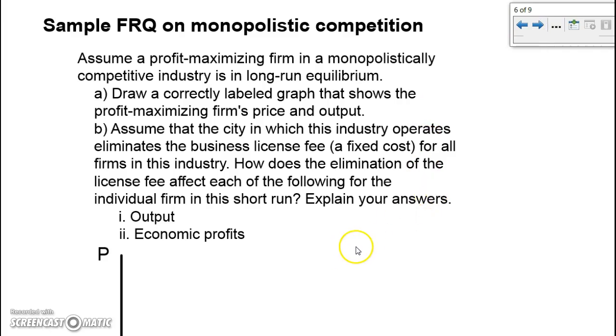Assume the city in which this industry operates eliminates a business license fee, which is a fixed cost, for all firms. How does the elimination of the license fee affect each of the following for this individual firm in the short run? So I'm going to leave it to you to work on that problem. We will actually go through it in class to give a little bit of practice to think about what's going to happen if the fixed cost changes for a monopolistically competitive firm.